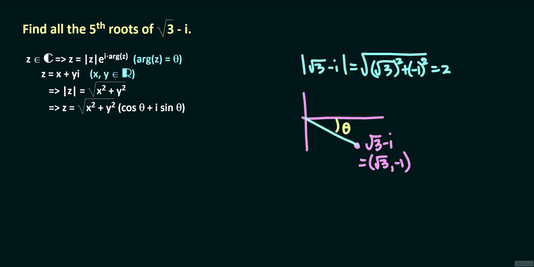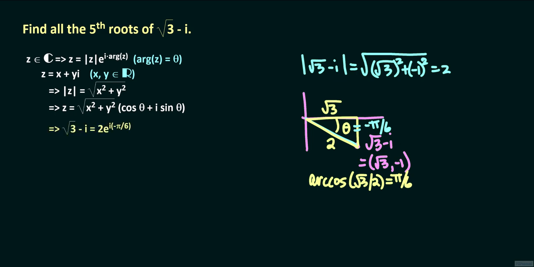If theta is an argument for square root of 3 minus i, then cosine theta is square root of 3 over the absolute value of square root of 3 minus i, so that cosine theta is square root of 3 over 2. So the reference angle for theta is arc cosine of square root of 3 over 2, or pi over 6. Since square root of 3 minus i is in quadrant 4, we choose theta to be equal to minus pi over 6. Therefore, square root of 3 minus i equals 2 times e raised to the power i times negative pi over 6.